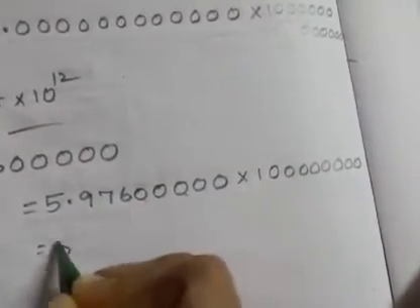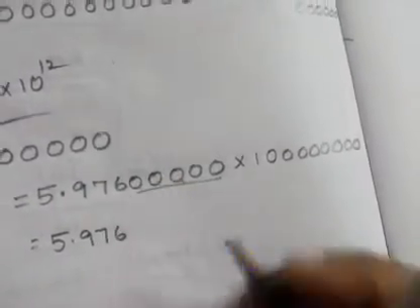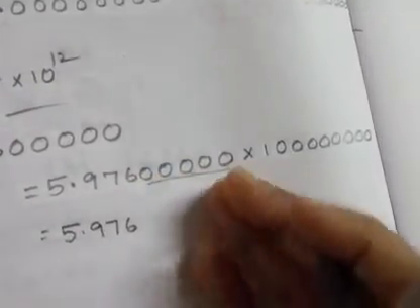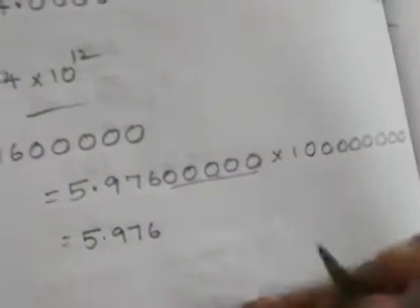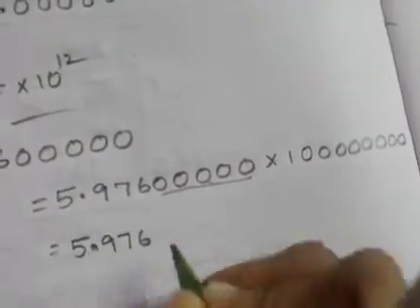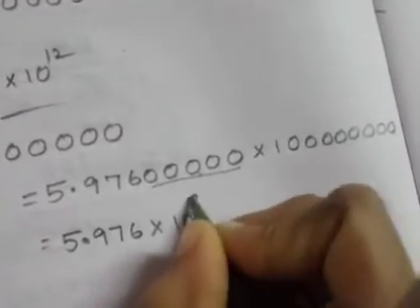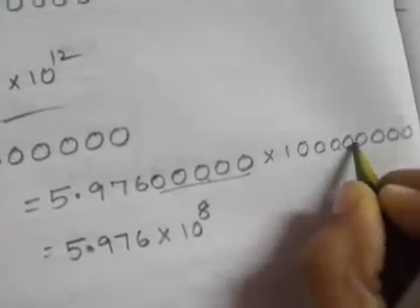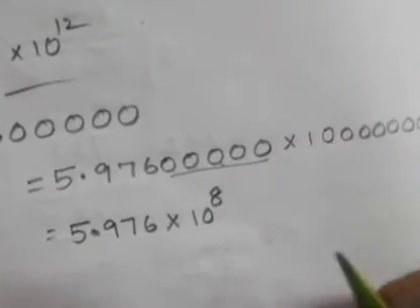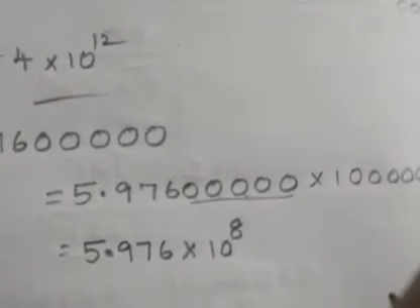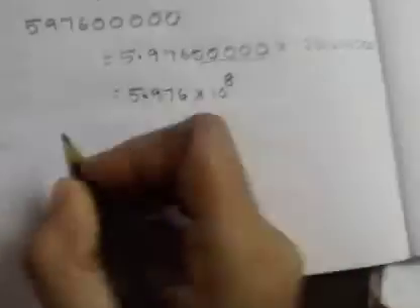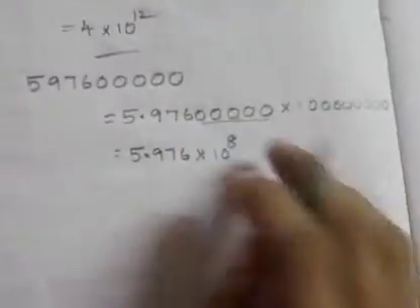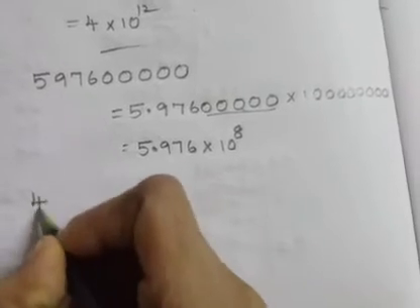So now 5.976. I don't want to include the zeros. Why? I told you, in the decimal part, the zeros on the right side are meaningless. So 5.976 into 10 power 8, because 1, 2, 3, 4, 5, 6, 7, 8, into 10 power 8 is your answer. Understood? It's very easy. Instead of writing all like this, we can easily write it directly.